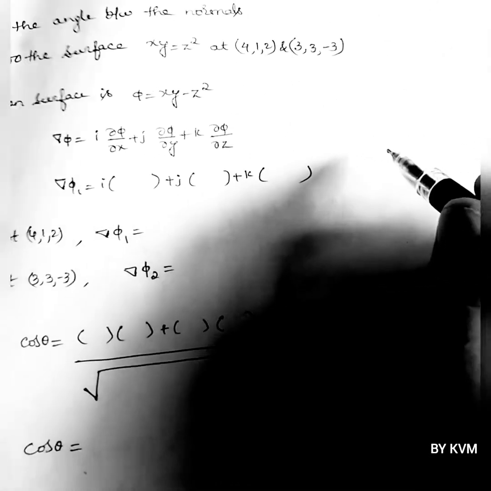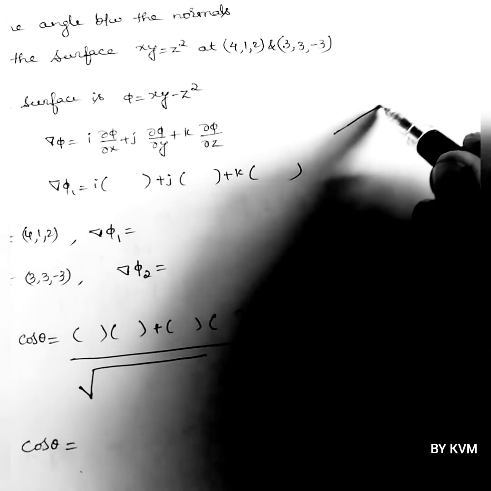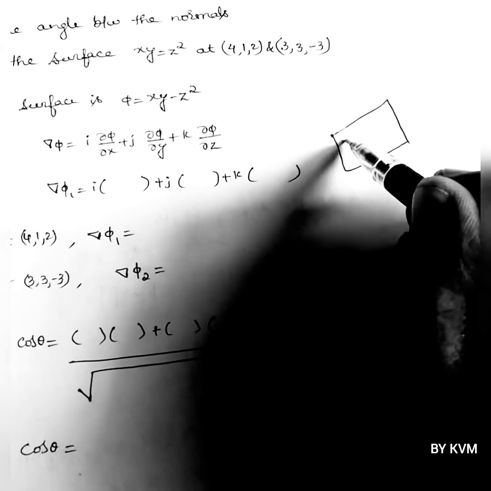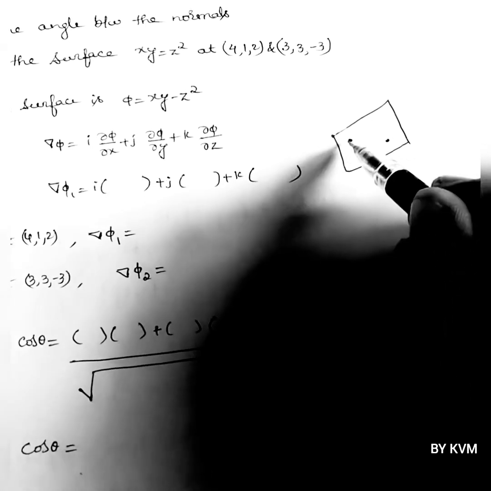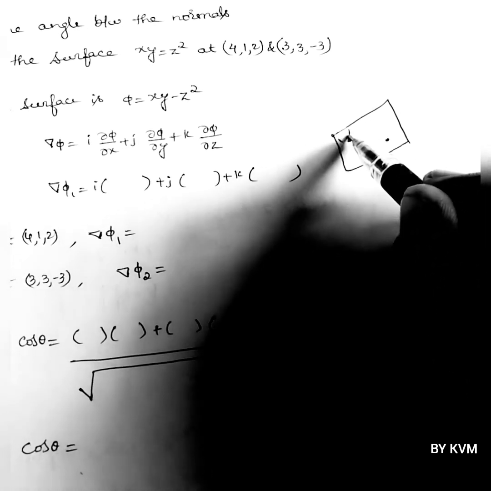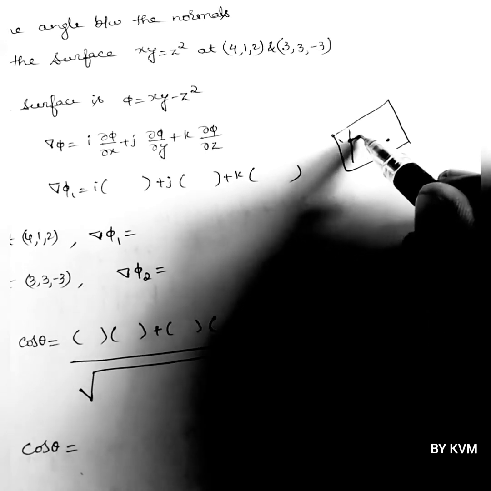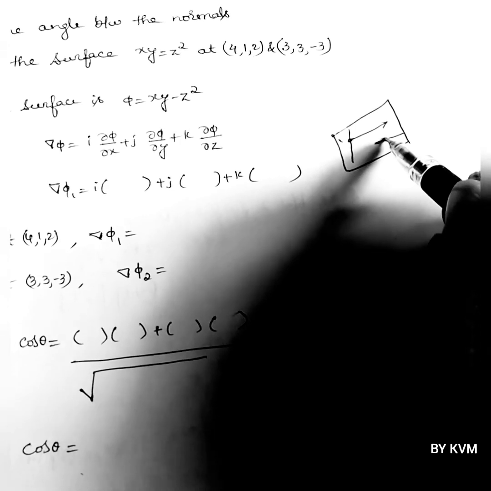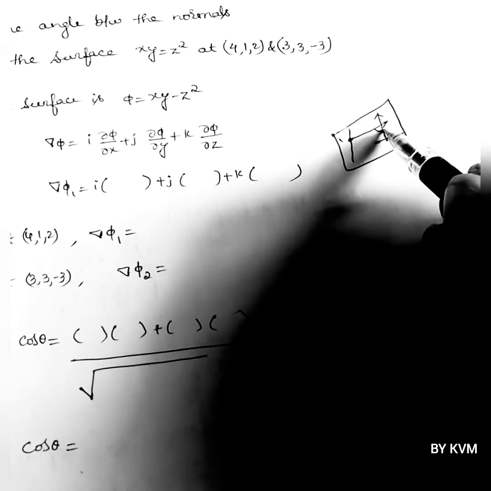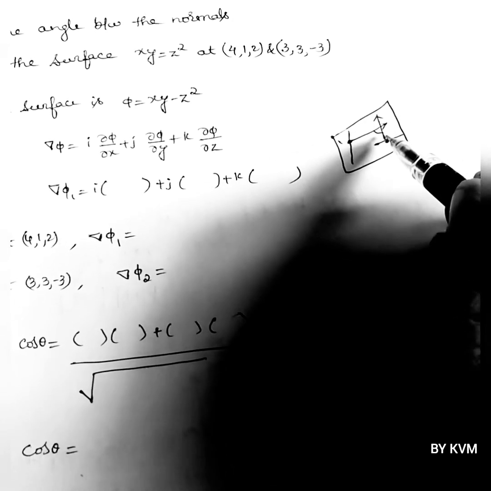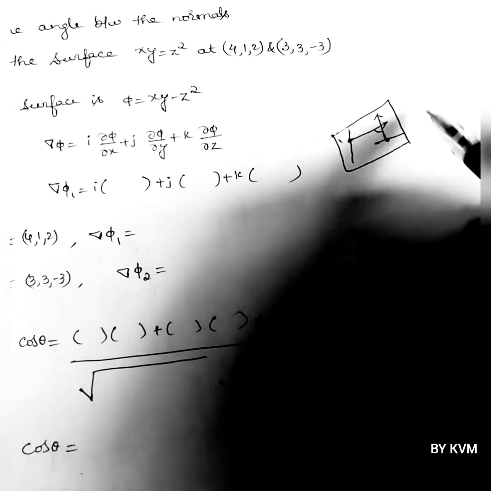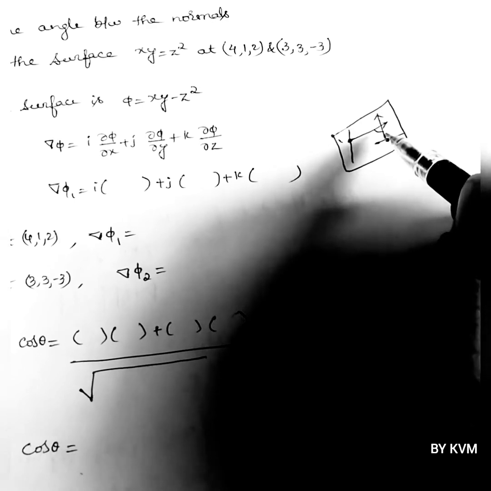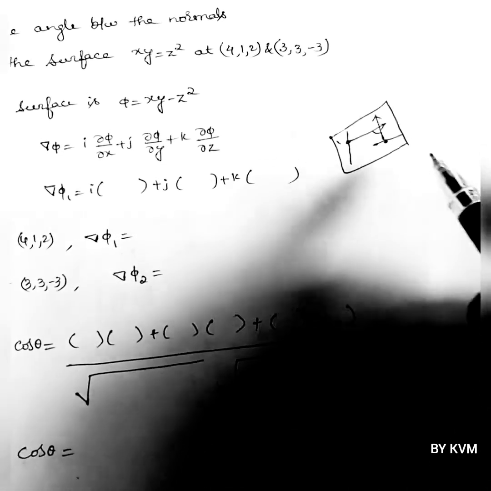So if this is the surface given, take two different points, draw the tangent and draw the perpendicular line. So here also draw the tangent and draw the perpendicular line. So we have to find the angle between these two normals. So here only one surface is given, we have to find angle between these two normals at two different points.